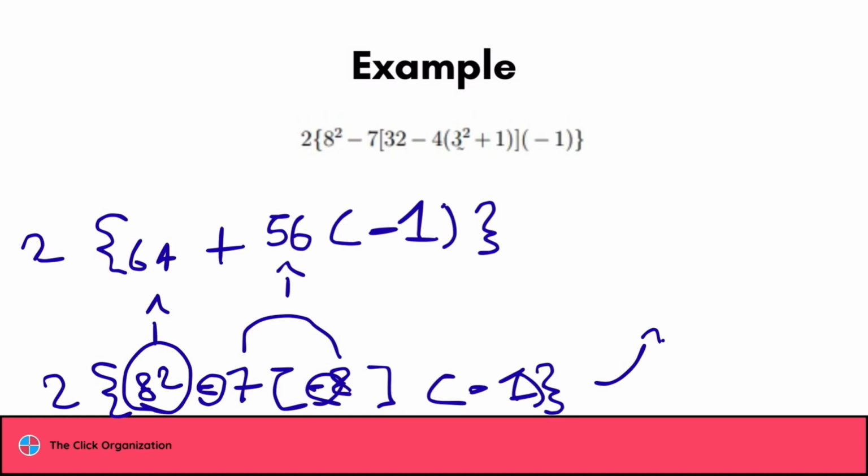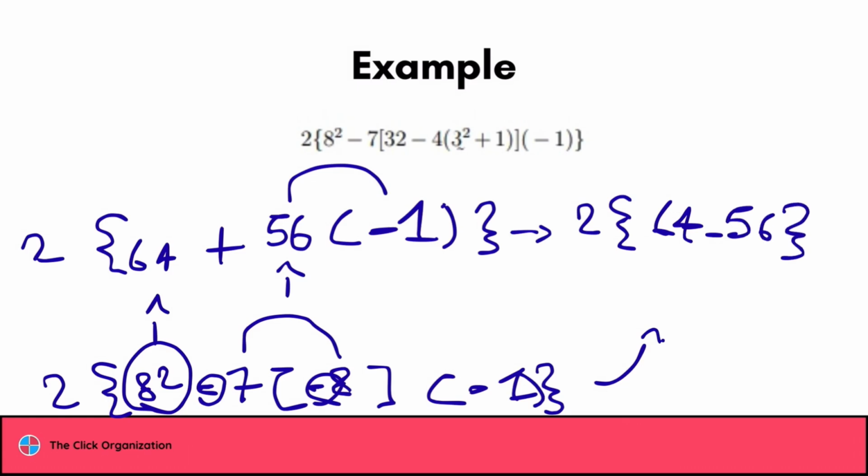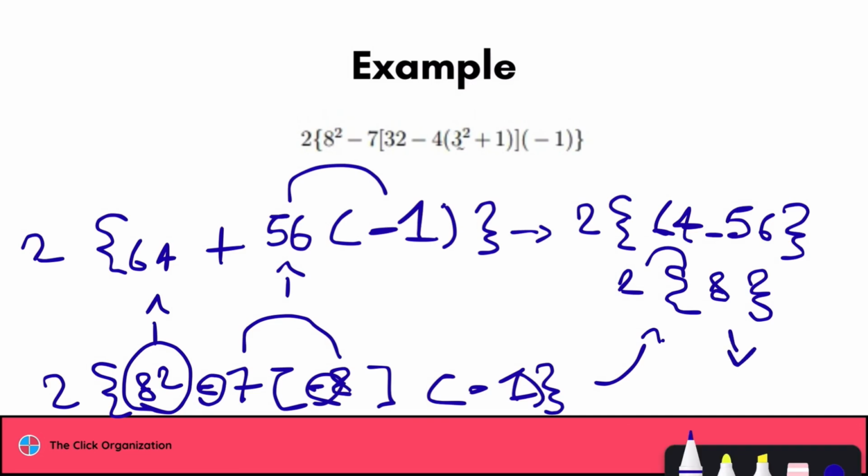I have 64 plus 56, but as, and I say it again, as we have multiplication and division first in the order of operations, I am going to multiply first. So 56 times minus 1 is going to be minus 56, right? So this will be 2 times 64 minus 56. 64 minus 56 is going to be 8. So 2 times 8, we know it's going to be 16, and this will be our answer.